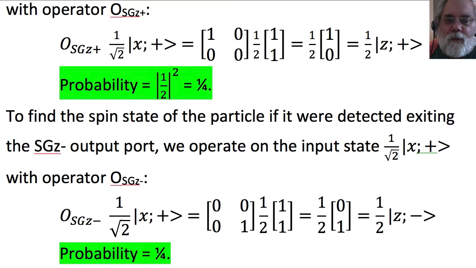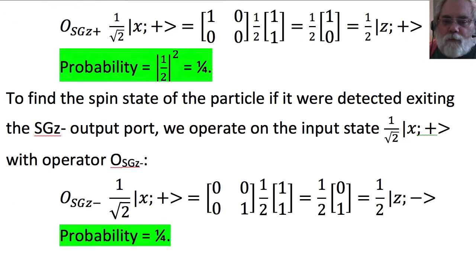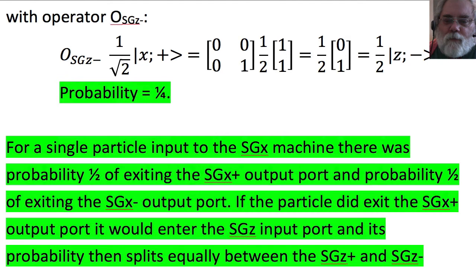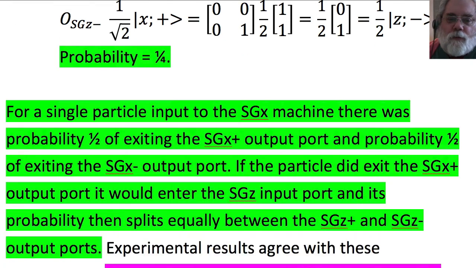We can do the same thing for the Z minus output port. I encourage you to do that. We get 1/2 Z minus. Its probability is 1/4. Now we have to say, oh, where did that probability go? So for a single particle input to the SGX machine, it started out as normalized. It was a definite particle. There was probability 1/2 of exiting the X plus output port, probability 1/2 of exiting the X minus port, but we're ignoring all the particles that exited the X minus port. We're letting them all fall on the floor.